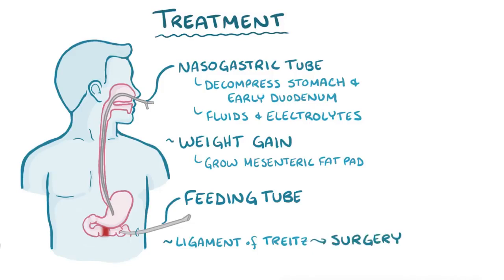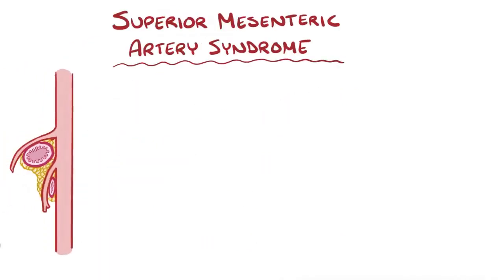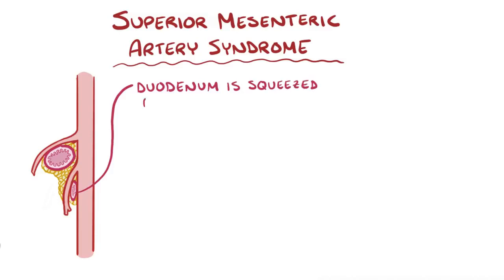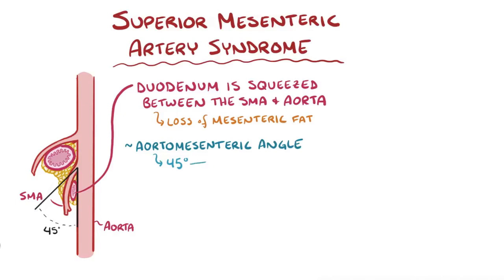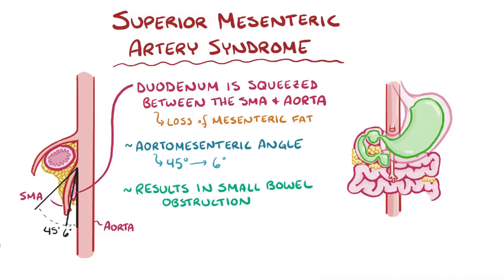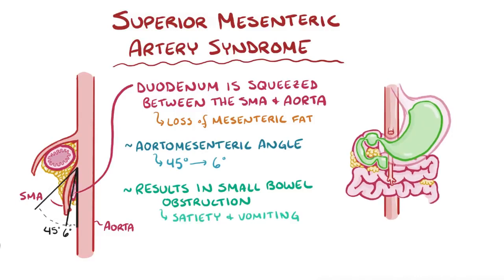freely. Alright, as a quick recap, superior mesenteric artery syndrome is when the duodenum is squeezed between the superior mesenteric artery and the aorta, usually due to loss of surrounding mesenteric fat. This causes the aortomesenteric angle to go from a normal 45-degree angle down to as little as 6 degrees. The result is small bowel obstruction, which can cause early satiety and vomiting, and can be corrected with weight gain and, in certain cases, surgery.